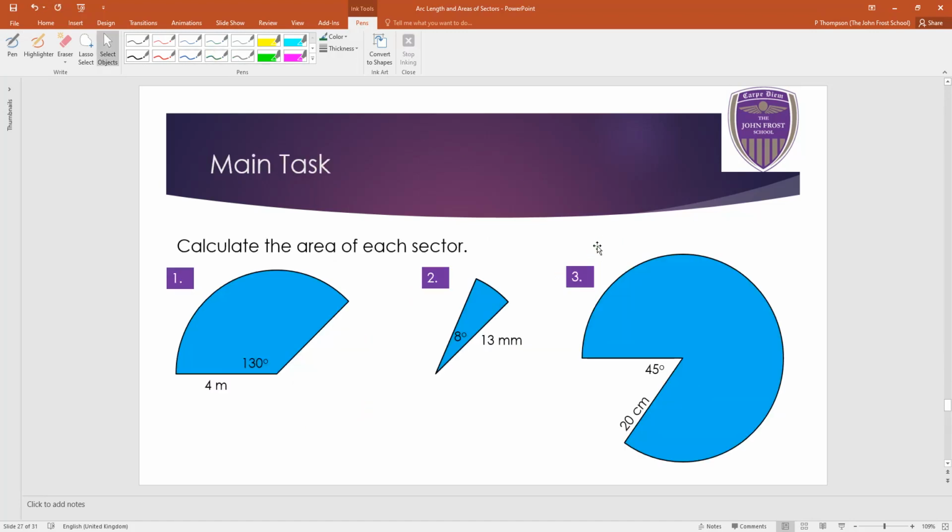Okay, so I've put a main task there now, which you can have a go at. Only 3 quick ones to have a go at. So have a go. I'll pause the video first, and then come back when you want to see the answers on the next slide.